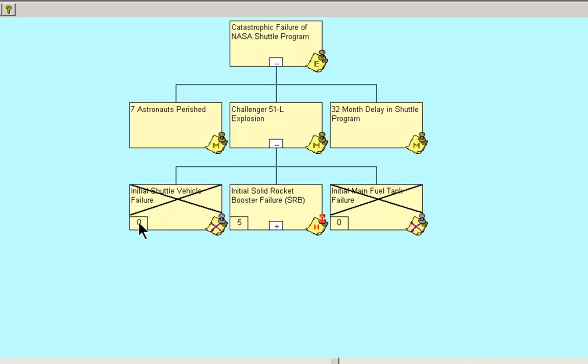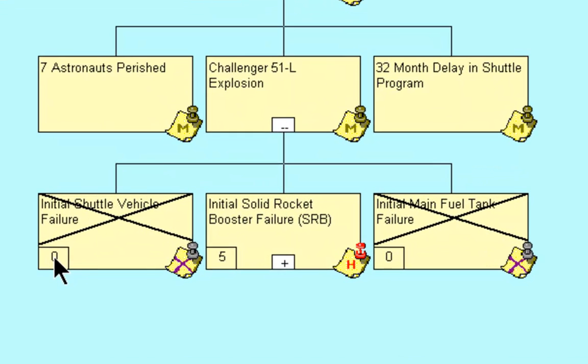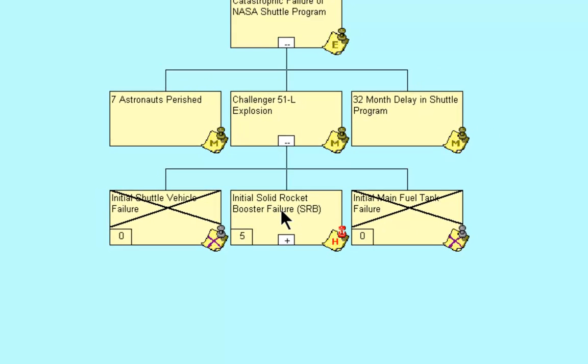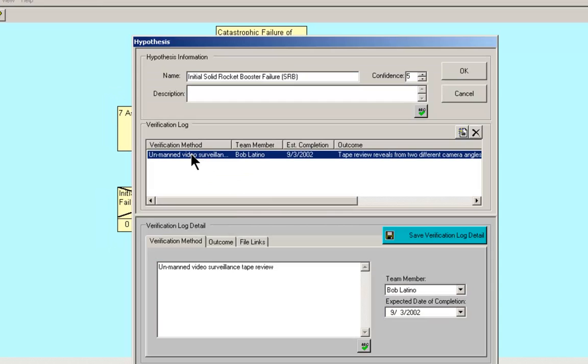You'll notice here the scale for these confidence factors in the lower left-hand corner go from 0 to 5. A 0 means that with the evidence we have, this is not true. A 5 means with the evidence that we have, this is absolutely true. And then we can provide our evidence by double-clicking on any of these blocks in the form of a verification log. For this verification, we used unmanned video surveillance tape review.